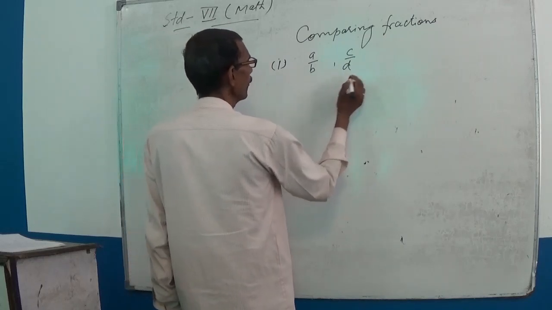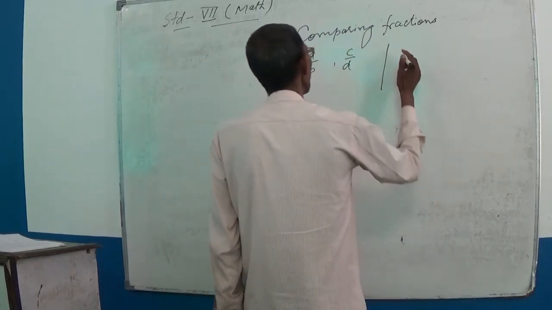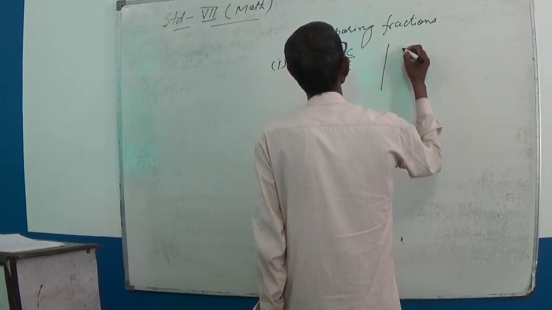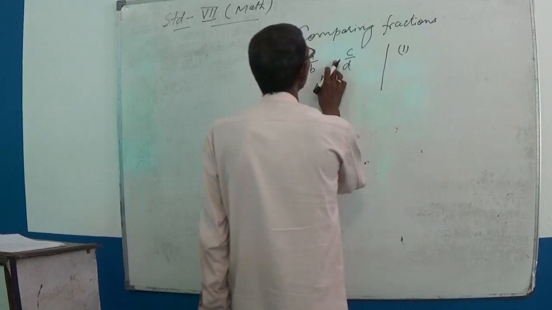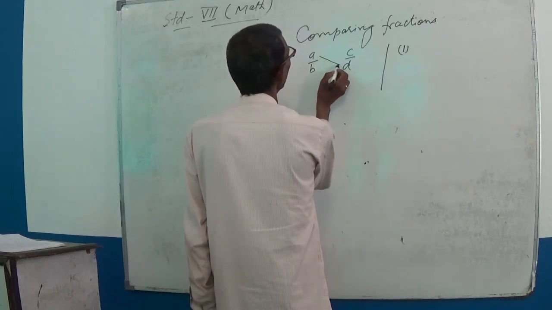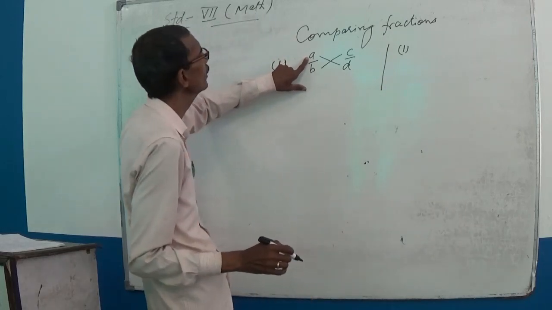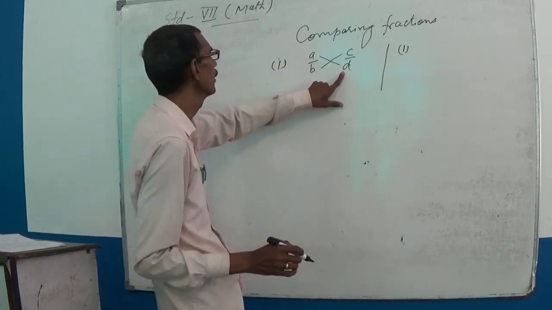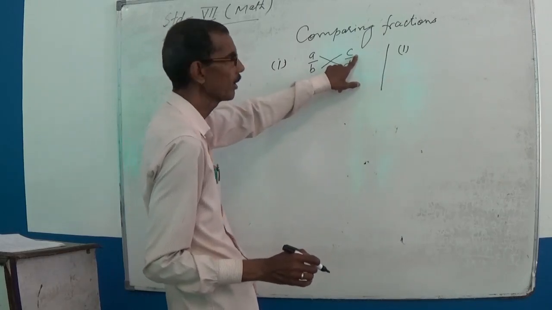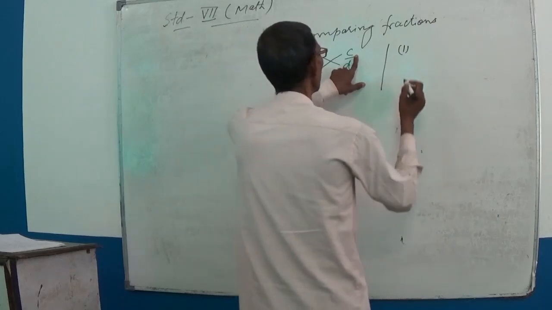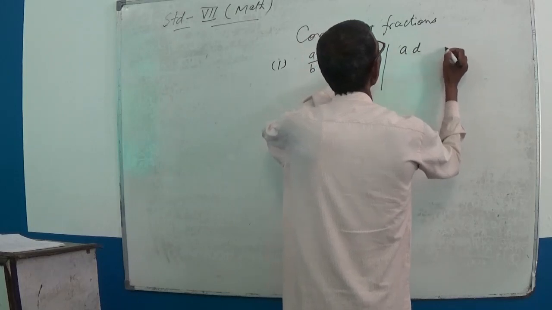Here three types of conditions come out. First, multiply the numerator of the first fraction by the denominator of the second fraction, and the denominator of the first fraction by the numerator of the second fraction. You get AD and BC.